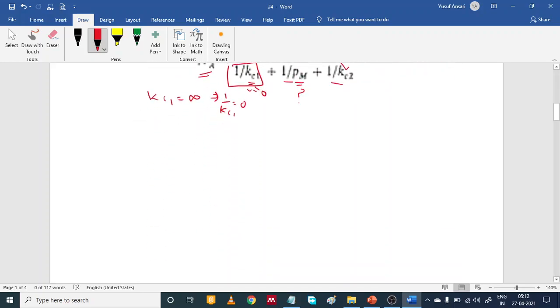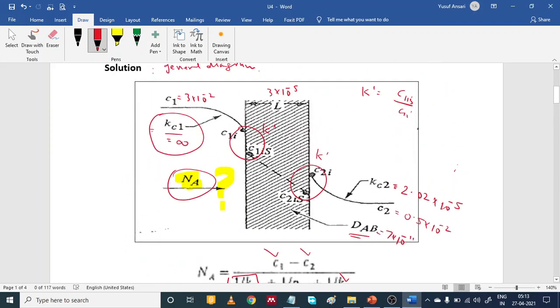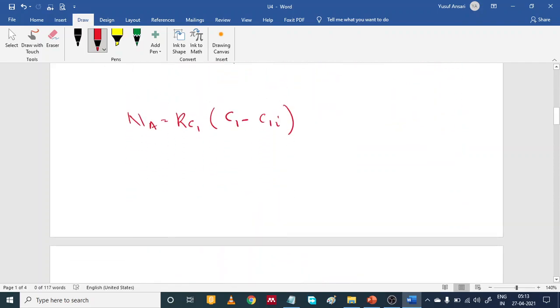We know there is a formula from the start, that NA can be defined as the mass transfer coefficient Kc1 times the difference in concentration of these two. If you see the diagram, this curve is defined by this one, N equal to Kc1.